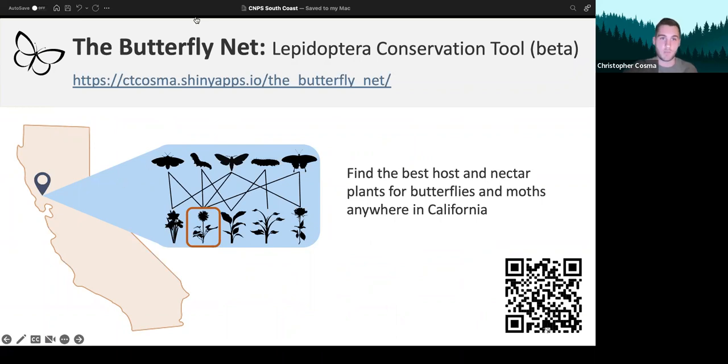It is what's called a Shiny app. You can access this on your computer, and it does work best on a computer. I'm going to throw it in the chat again real quick. Hopefully it doesn't crash. It's not the best interface right now, and when a lot of people are using it at once, it gets a bit laggy.